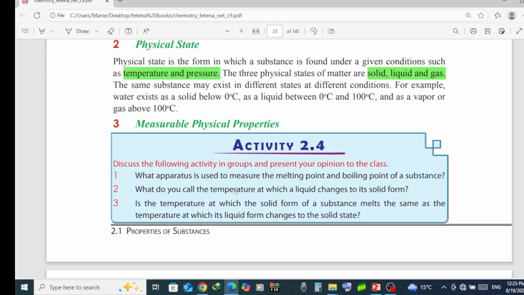2. What do you call the temperature at which a liquid changes to its solid form? 3. Is the temperature at which the solid form of a substance melts the same as the temperature at which its liquid form changes to the solid state?